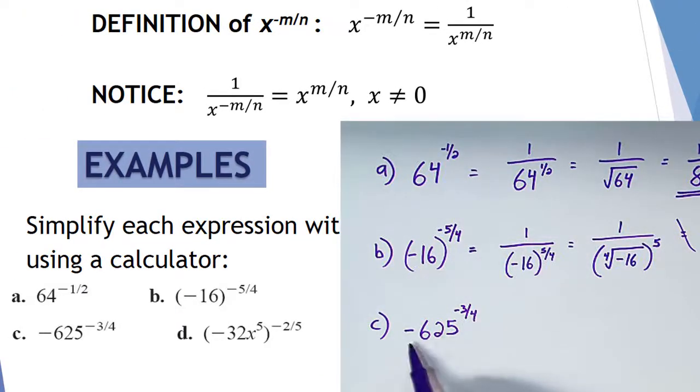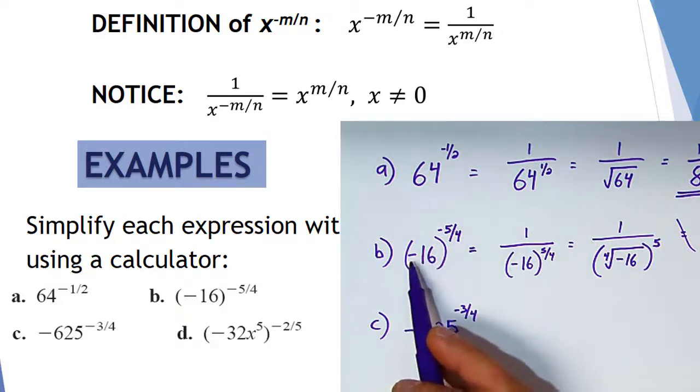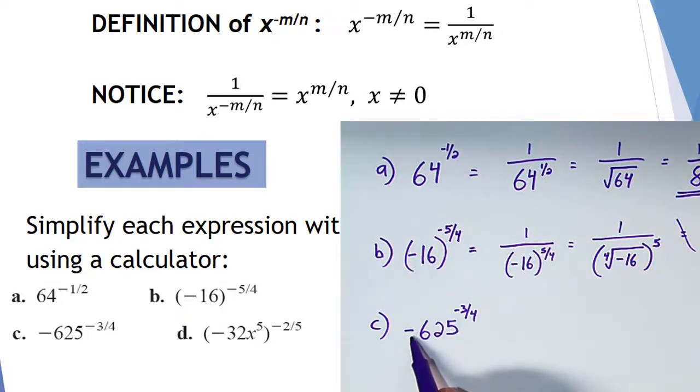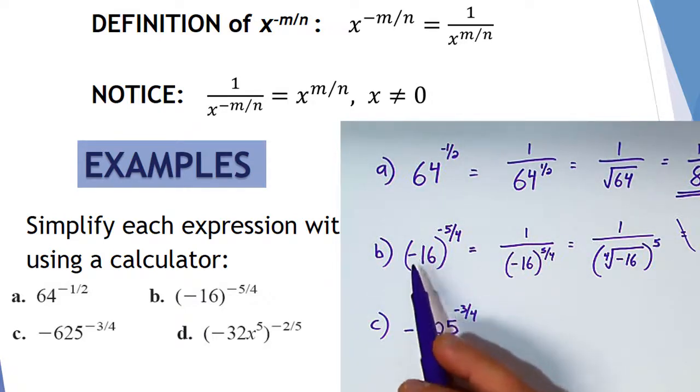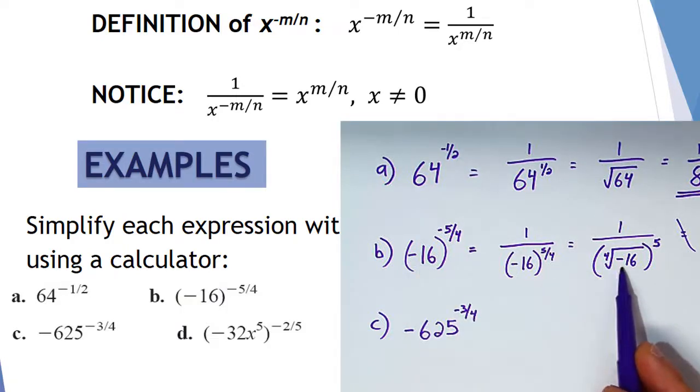Okay, our third one, negative 625 to the negative 3/4. Notice here that our negative sign is out in front of our number instead of inside with the parentheses. That makes a big difference. In our previous problem, the negative sign ended up inside the root, and that's why we got an imaginary number. That's not the case here, so we might have better luck.